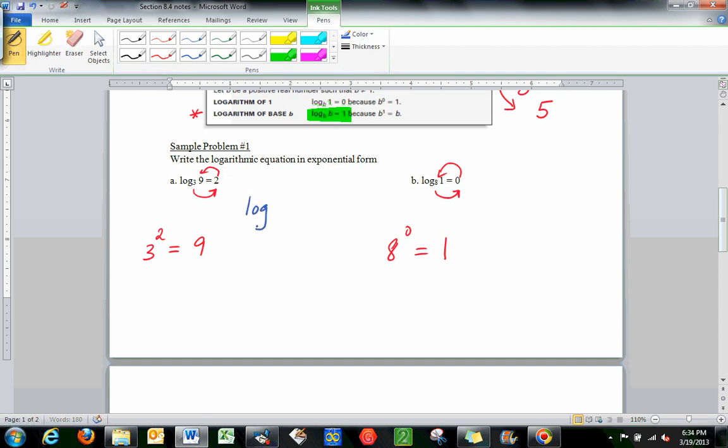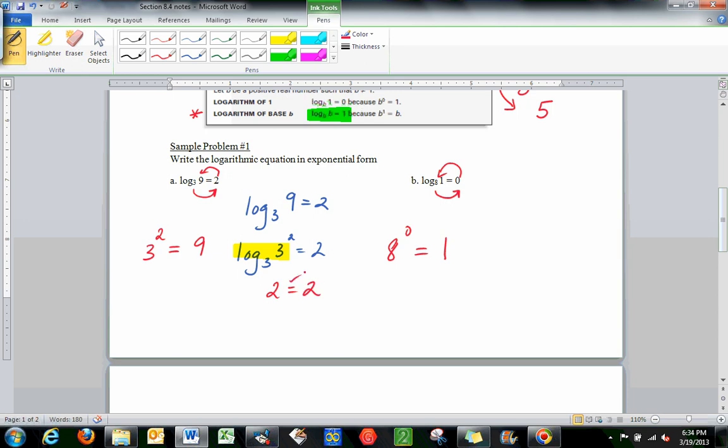Now, if I wanted to look at the rules that we used up above, we could simply do this. Log base 3 of 9 equals 2. Well, we know that 9 is the same thing as 3 squared. And then, of course, log base 3 of 3 is just simply 1. So 1 times 2 leaves us 2 equals 2, which does check out.